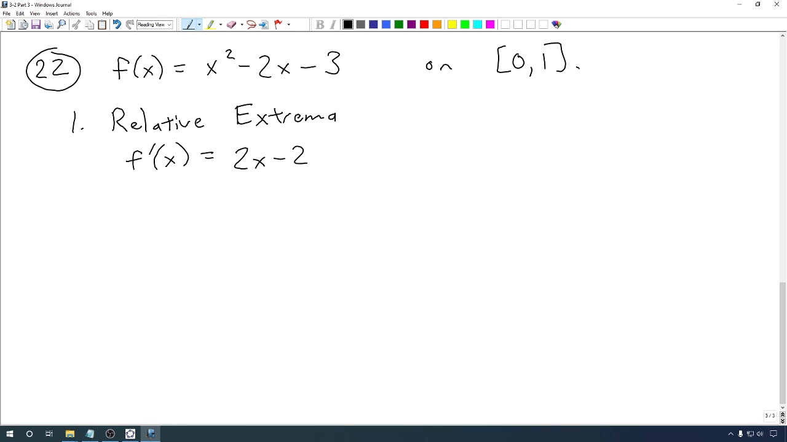When we set this equal to 0, obviously we don't have any critical points where it doesn't exist. If we set this equal to 0, we just get x equals 1. We have a critical point at 1. That could be an absolute maximum, that could be an absolute minimum, but we're guaranteed to have both of them.